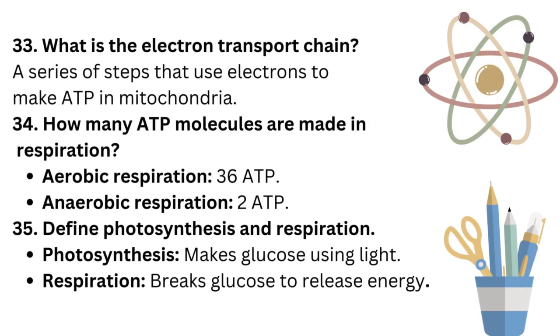What is the electron transport chain? A series of steps that use electrons to make ATP in mitochondria. How many ATP molecules are made in respiration? Aerobic respiration, 36 ATP. Anaerobic respiration, 2 ATP.